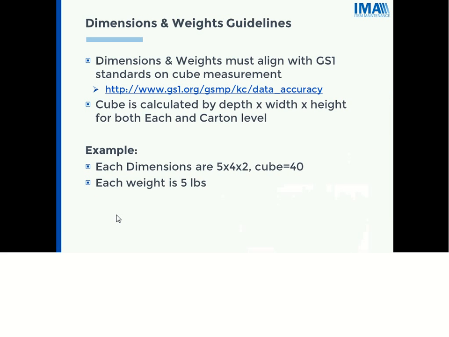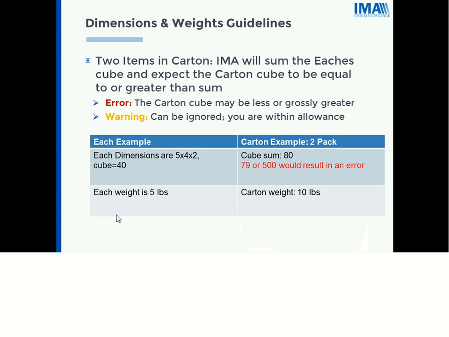So we do have some dimensions and weight guidelines here. They do have to align with GS1 standards on cube measurement. Cube is calculated by depth times width times height for both each and carton level. So for example, if the each dimensions are 5 by 4 by 2, the cube of that item would be 40. And then the each weight is 5 pounds. With that example, we're going to have 2 items in a carton. IMA will sum the each's cube and expect the carton cube to be equal to or greater than the sum.